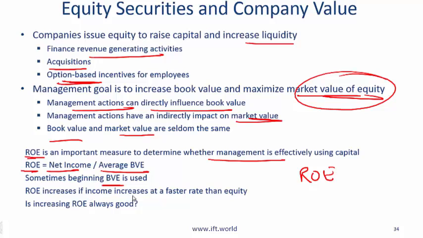ROE increases if income increases at a faster rate than equity. So if you have net income over equity and income is going up very fast, but equity is going up slowly, then what will happen to ROE? It will go up.